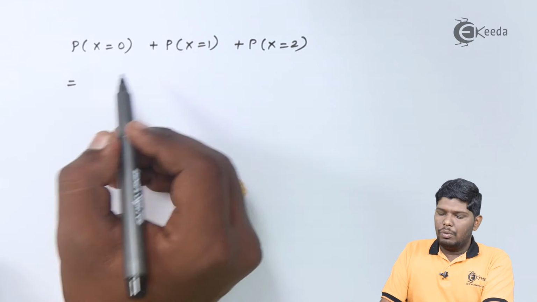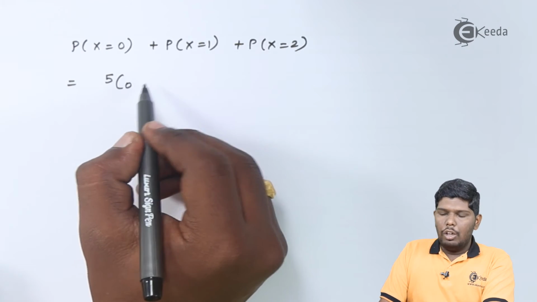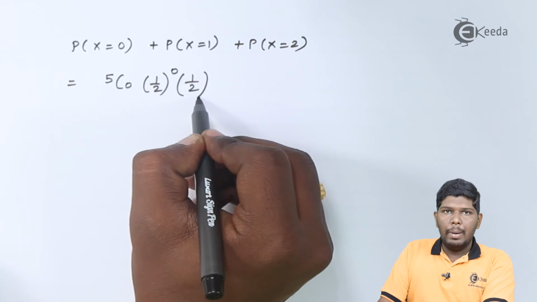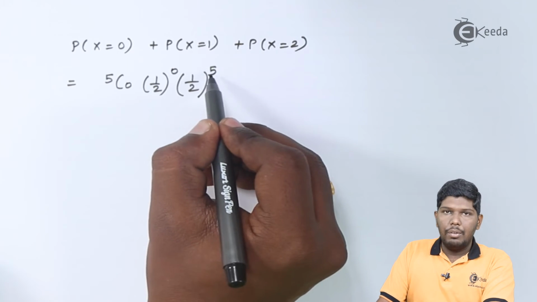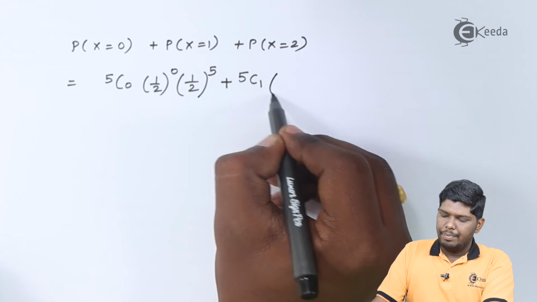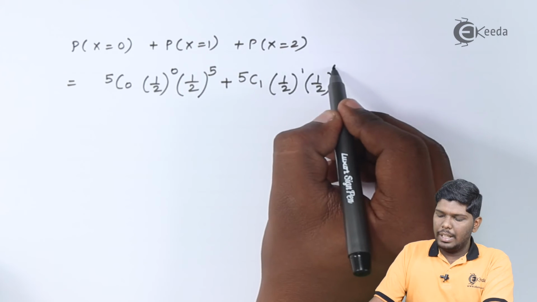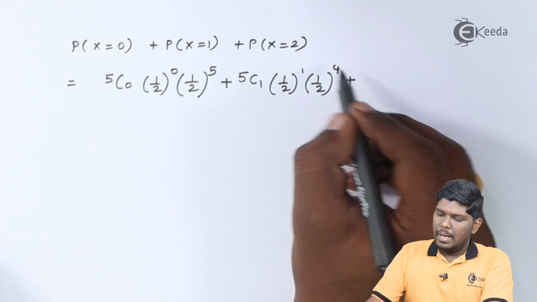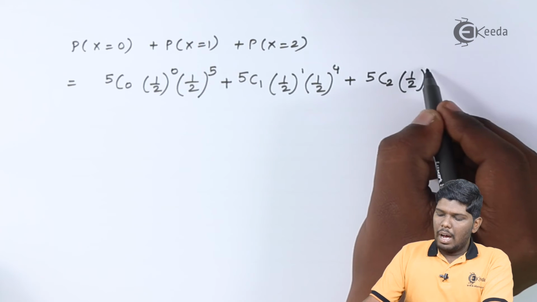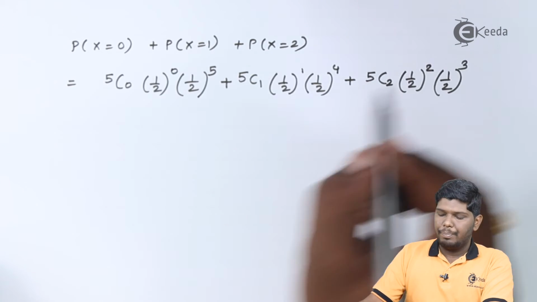When the number of heads is 0, the formula will be 5C0. The value of P is 1 by 2 raised to r, which is 0. Again we have 1 by 2 raised to 5 minus 0, which will give you 5. Plus for the second case we have 5C1, half raised to 1 followed by half raised to 5 minus 1, that is 4. Plus for the third case we have 5C2, again we have half raised to 2 followed by half raised to 5 minus 2, which will give you 3.